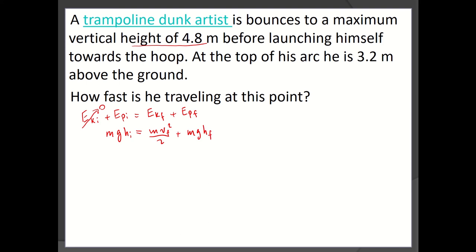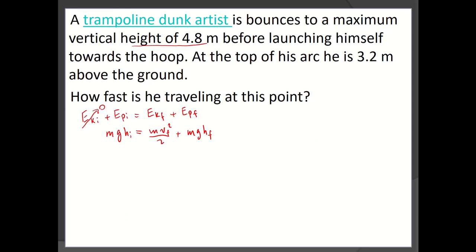Now, why do we have kinetic and potential energy on the other side? Well, he has to be moving, right? And he has to bounce to the height of the hoop. So it's going to be less than 4.8 meters, of course. So he's going to have a mix of energies after he bounces and flies towards the hoop. He's going to be moving and he's going to be at some height. He's not going to be on the ground, of course. So he will have both energies as he dunks the ball.